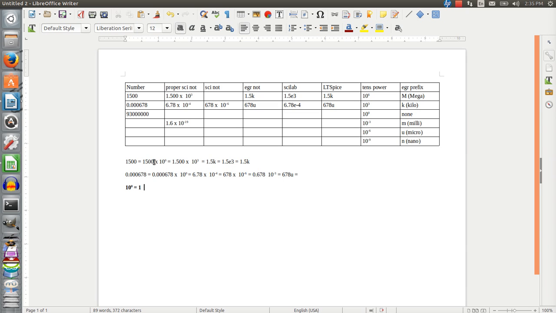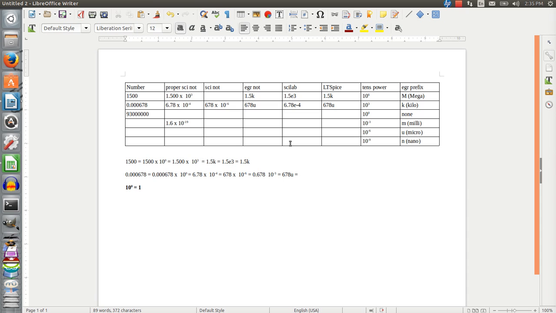And now my decimal place on 1500 is over here to the far right end of the last 0. That's the convention we all are used to. And if I move that decimal 3 places to make it 1.5, this number got smaller by 3 decimal place movements, which is exactly equal to what the tens power has to increase from 10 to the 0 to 10 to the 3. So this number is equal to this number, which is equal to this number.